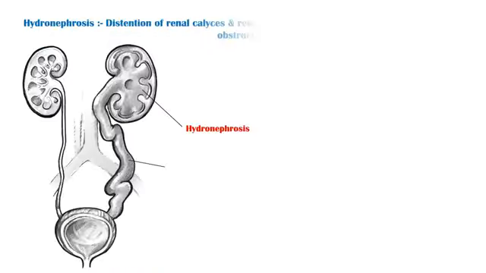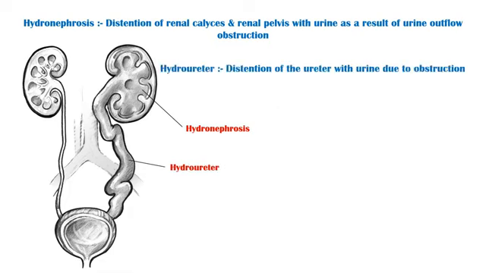Hydronephrosis is defined as distension of renal calyces and pelvis with urine as a result of urine outflow obstruction. Hydroureter is defined as distension of the ureter with urine due to obstruction. In this video, I will specifically discuss the treatment of hydronephrosis.